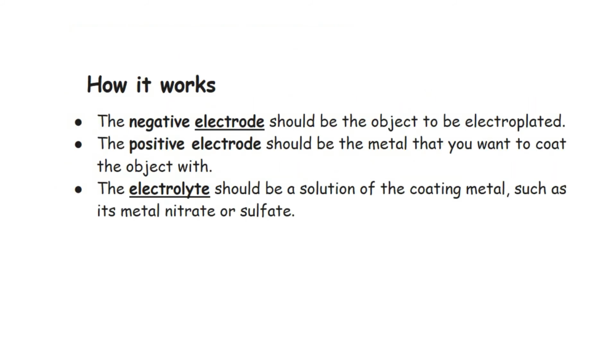How does it work? The negative electrode should be the object to be electroplated. That means the cathode should be the object to be electroplated. The anode should be the metal you want to coat the object with. And the electrolyte should be a solution of the coating metal, such as its metal nitrate or sulfate.